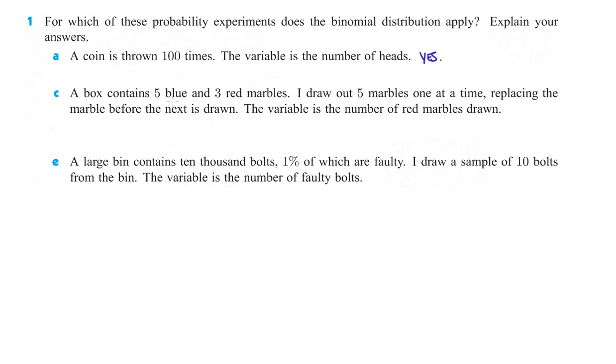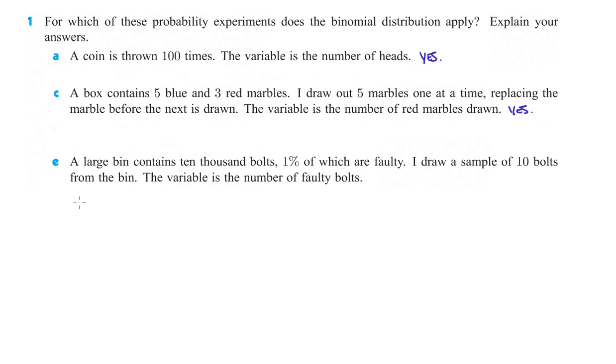C, a box contains 5 blue and 3 red marbles. I draw out 5 marbles one at a time, replacing the marble before the next is drawn. The variable is the number of red marbles drawn. There's two possible outcomes, red or blue, and the probability is the same for each experiment. So this one also works.